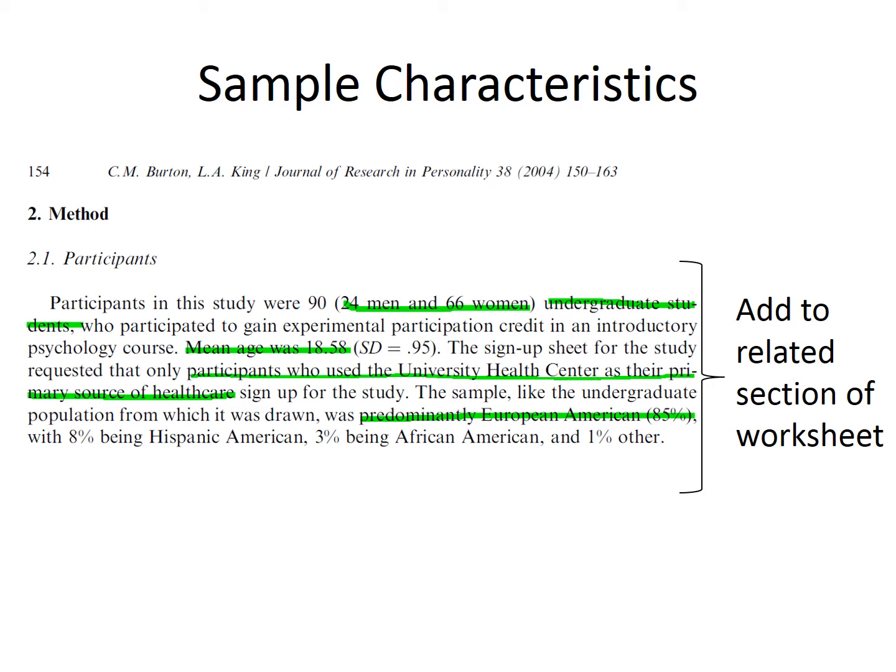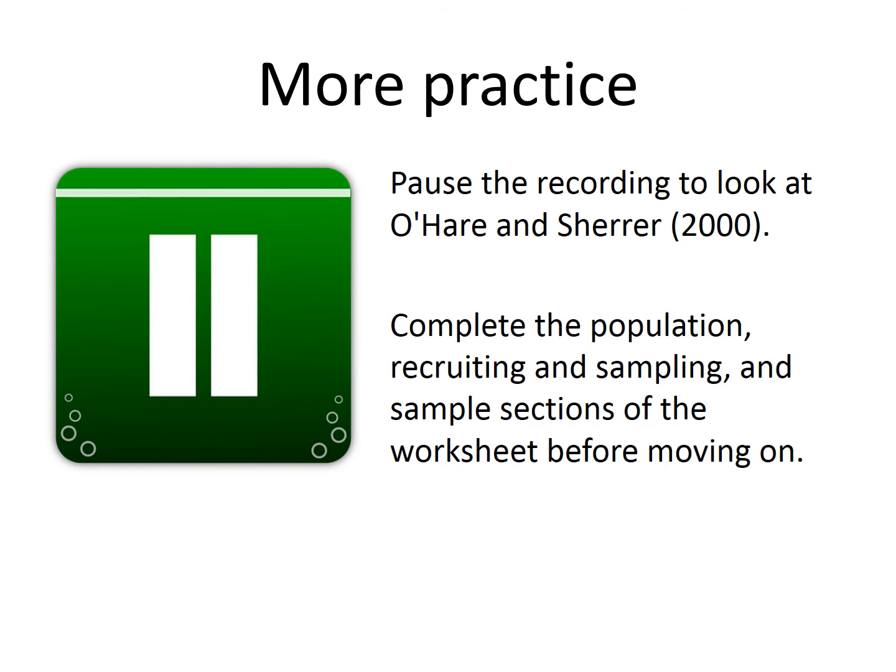The idea behind the other relevant characteristics is that the authors usually tell us something about the sample, other than gender, age, and ethnicity, that seems like would have influenced the findings. In that case, it might also be relatively straightforward. The note about using the health center as a primary source of healthcare. They needed that because of the way they operationalized one of their variables. So now pause this recording to make sure you have your notes about the Burton and King article before you move on to complete the population, recruiting, and sampling section of the O'Hare and Share worksheet.